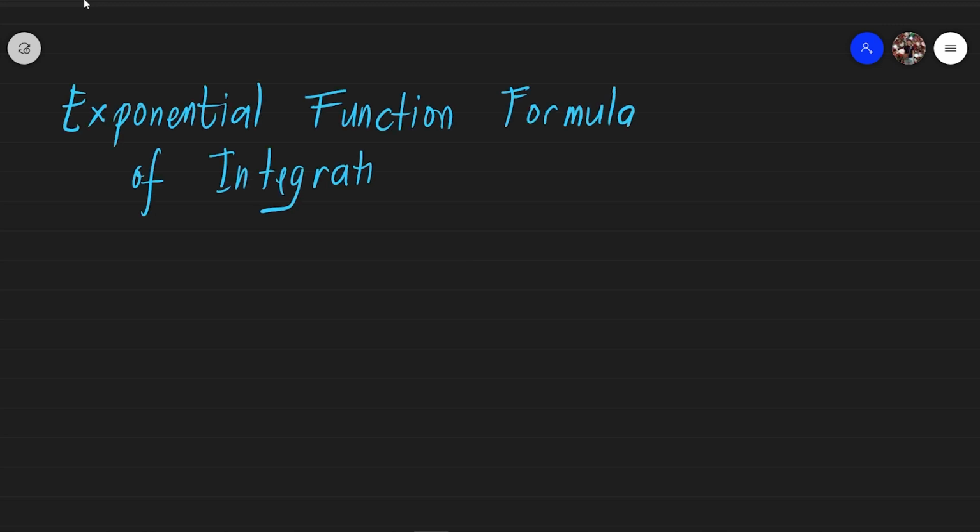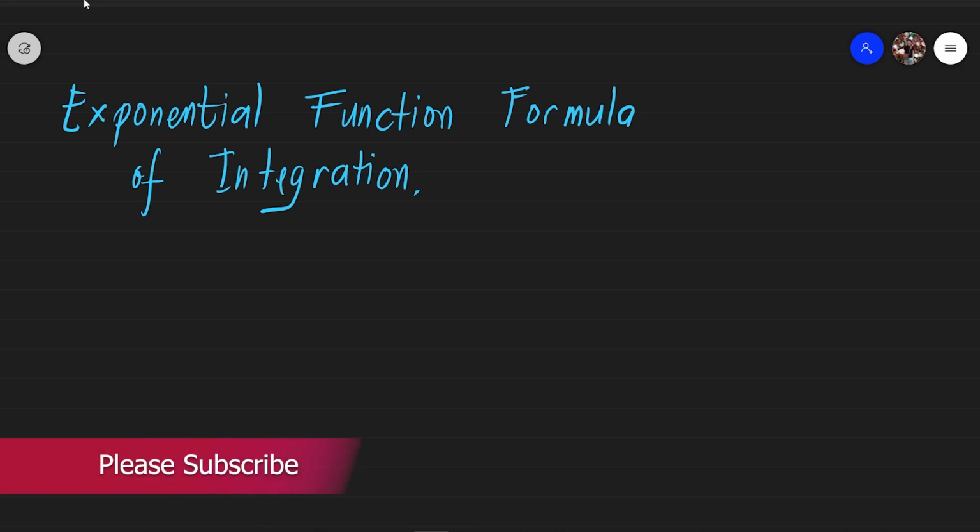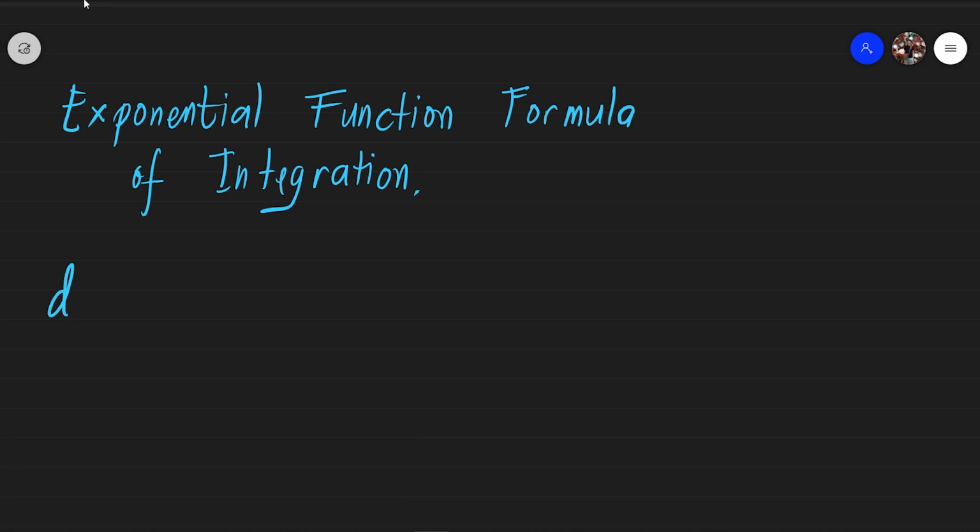For today's video, we'll talk about the exponential function formula of integration. Before we begin, let me explain how we arrive at this formula. Suppose we are differentiating an exponential function, say for example, a raised to u. It should be noted that your a here is constant and your exponent contains the independent variable.